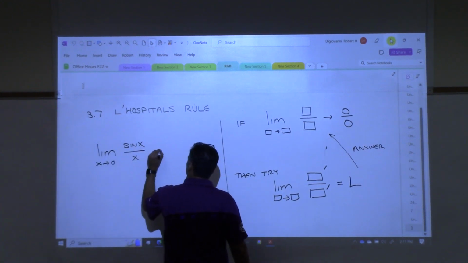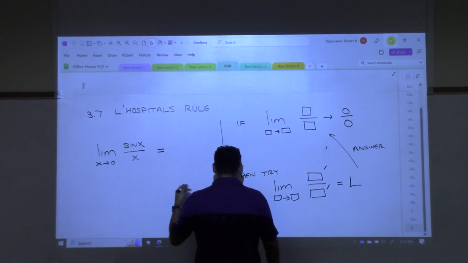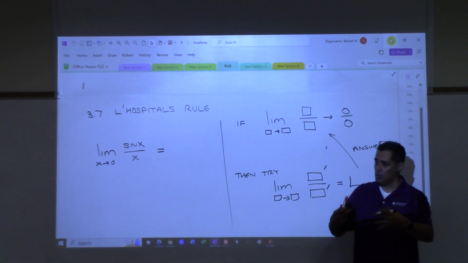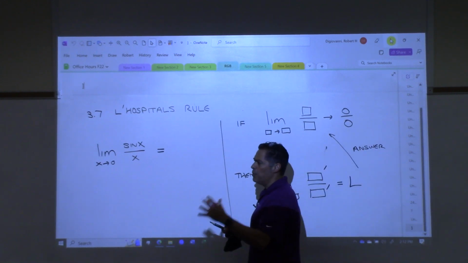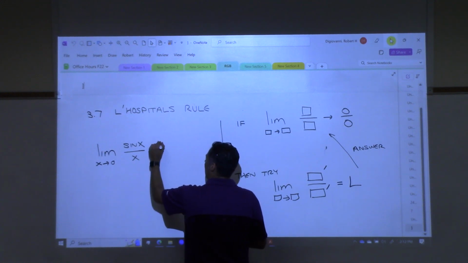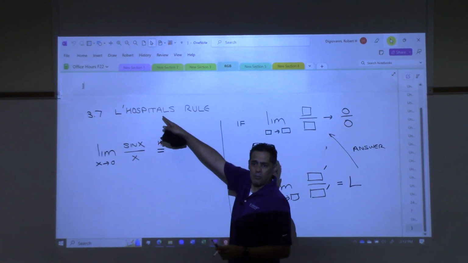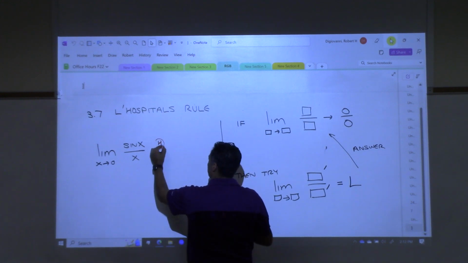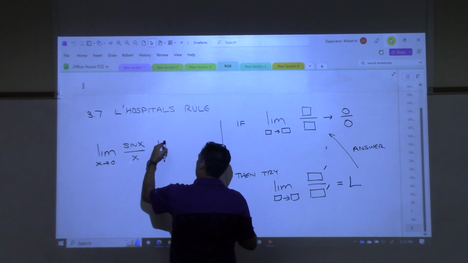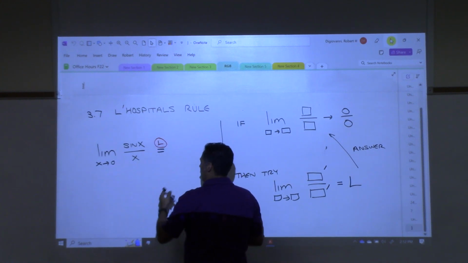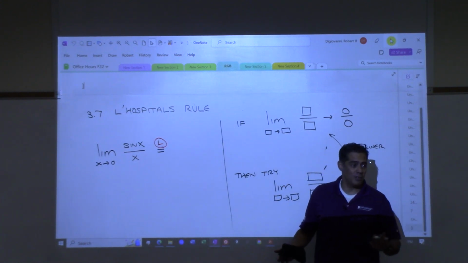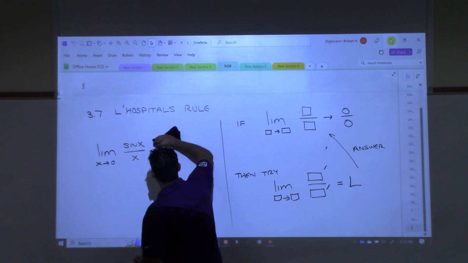So I'm going to say this is equal to, and then I need to tell you I'm using L'Hopital's rule right now. I need to do something that lets you know that. Different books and different authors do it different ways. Some put an H there, sometimes an H with a circle, sometimes an L, sometimes an L with a circle. It's just something that lets the person looking at the work know that L'Hopital's rule is about to be applied.